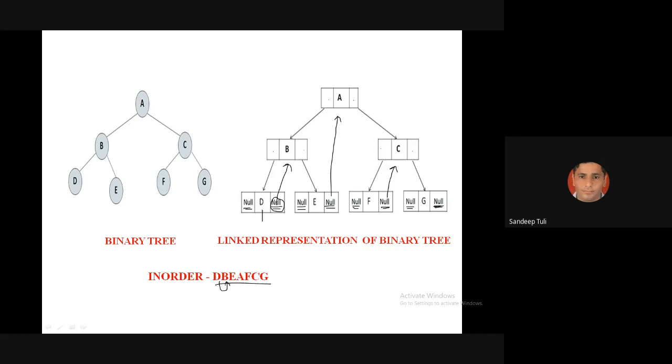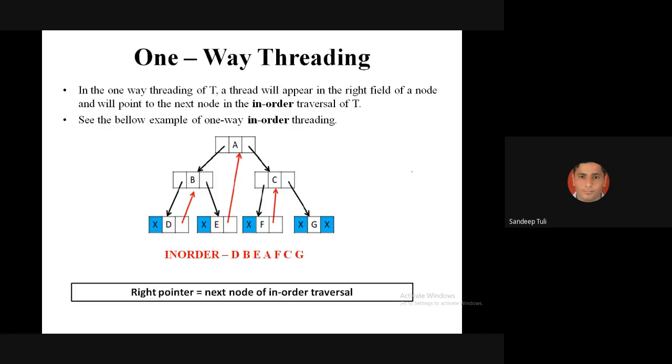Now for D, what will be the left of D? What is the in-order predecessor? Null. It will be null. For E, what is the in-order predecessor? B. So you will point to B now. For F, it is A, so this will point to A. For G, it will be C, so it will point to C.